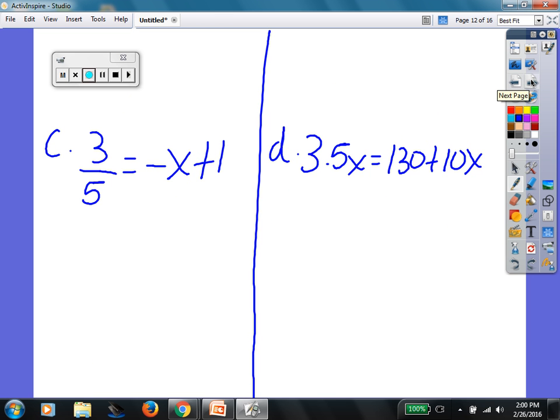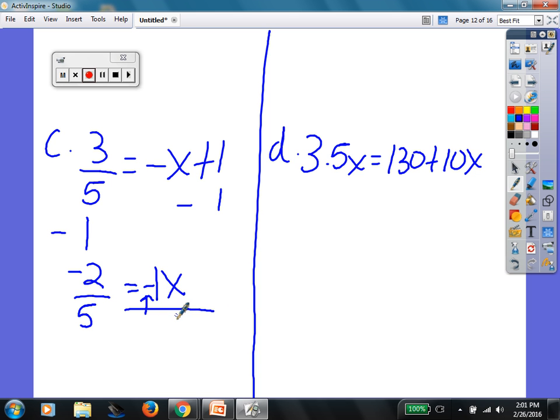Alright, let's look at this one. Little bit different, kind of, because if you notice, 3/5 isn't quite a whole number, and you're taking a whole number away from it. You have to subtract that 1. Alright, so whenever you do that, that gives you a negative 2/5, okay? The negative 2/5 equals a negative x. Well, see, you have this negative number attached with x, and you don't want that. Alright, you need to get rid of that, because you could consider that as negative 1x. Okay, so I'm going to divide by negative 1.